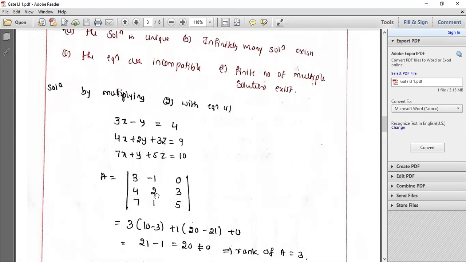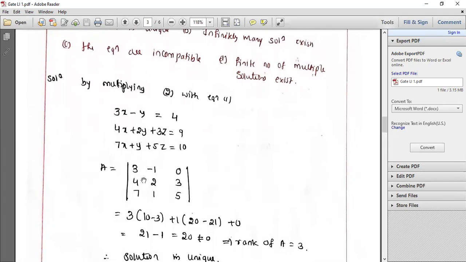If I find the rank of this matrix, since it is a 3 cross 3 matrix, if the rank is 3, then it has a unique solution, because it is one of the properties. On the basis of the rank, we can decide that if it is a 3 cross 3 matrix and the rank of the matrix is 3, then it has a unique solution. Let us apply that. Now I consider the coefficient matrix.